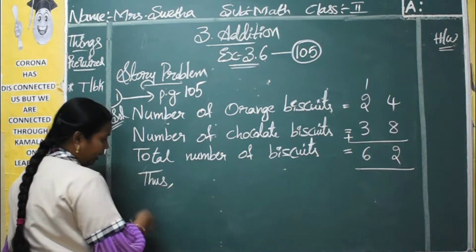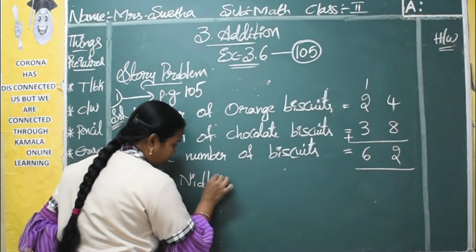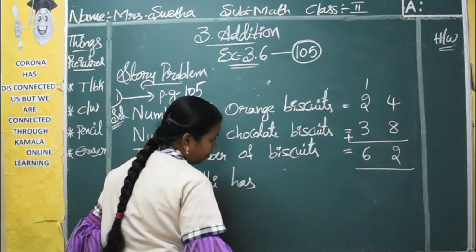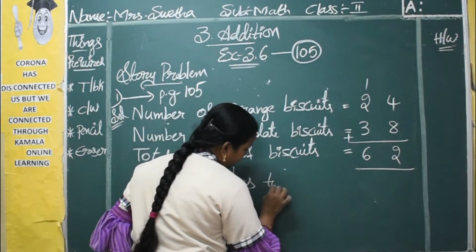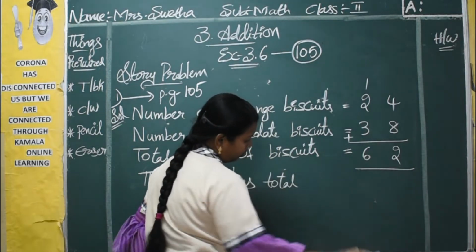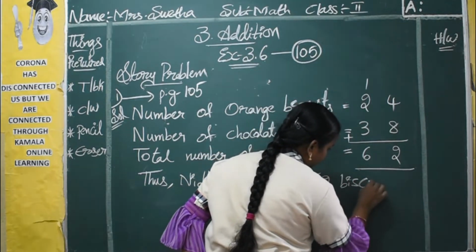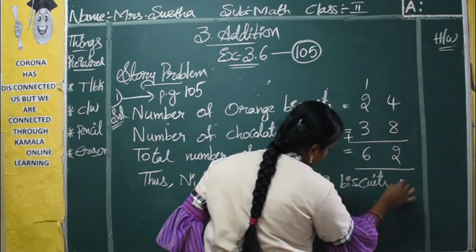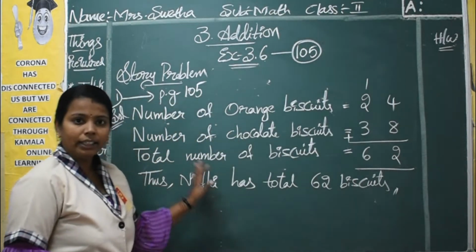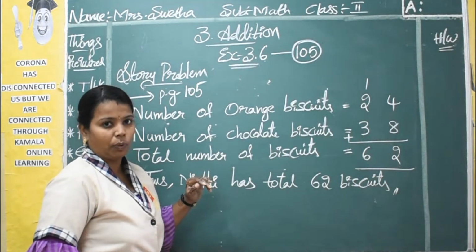Thus, finally, Nidhi has total 62 biscuits. Okay, so like this you have to find. This is about your first problem. You can copy it down in your classroom.